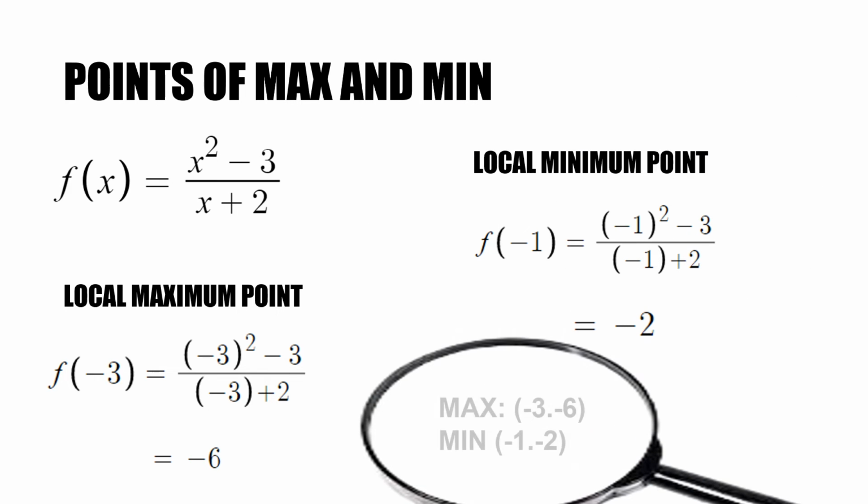And as you can see, we find that the maximum is at (-3, -6) and that the minimum is at (-1, -2). Again, we have done this by looking at our interval chart and seeing which critical numbers are associated with the arrows pointing either up or down, max or min.